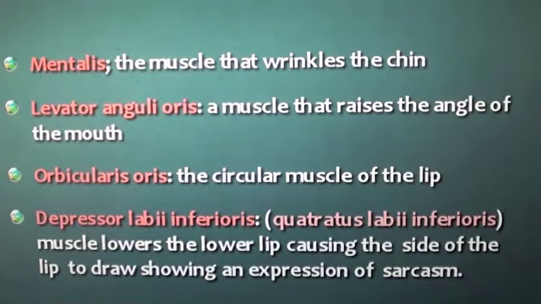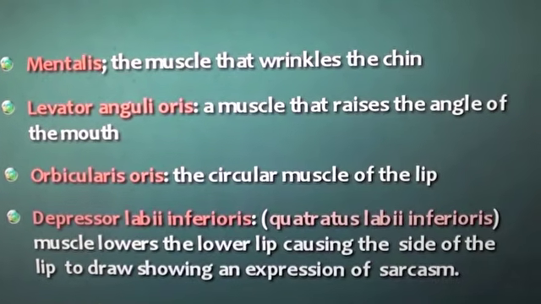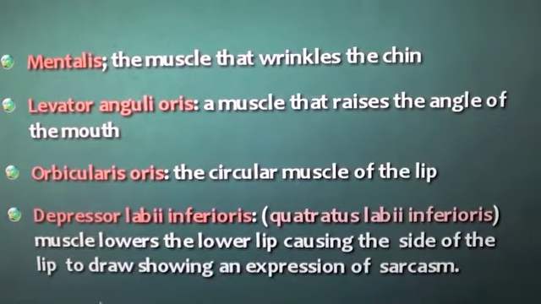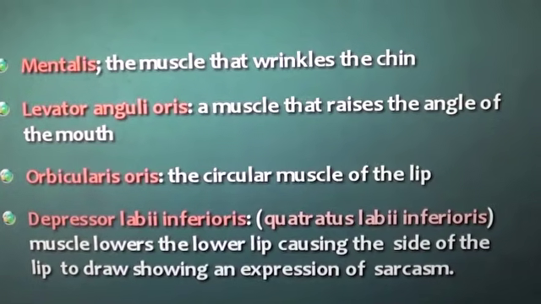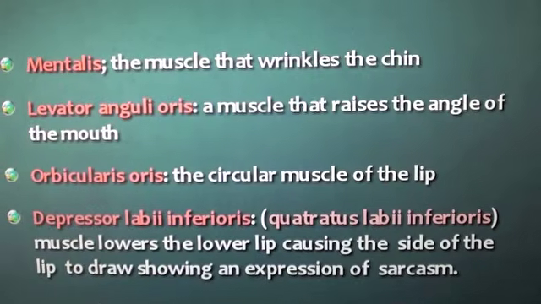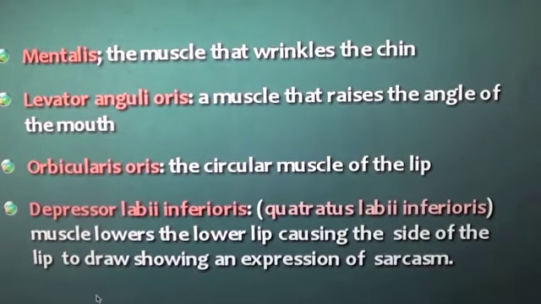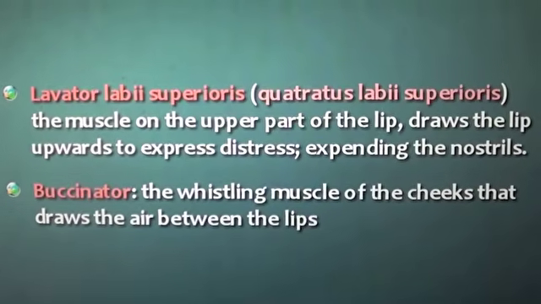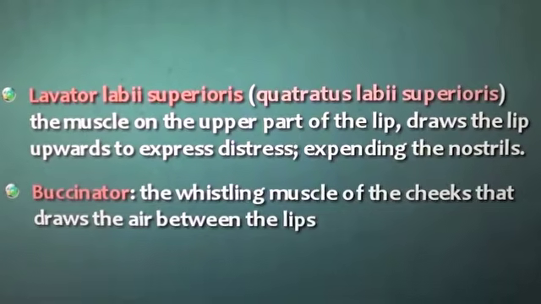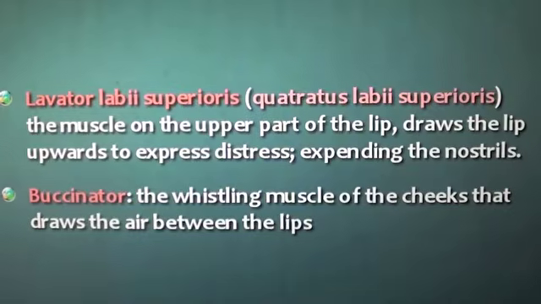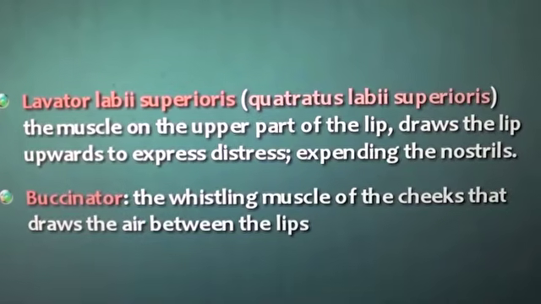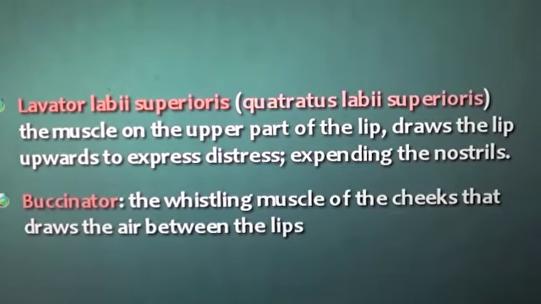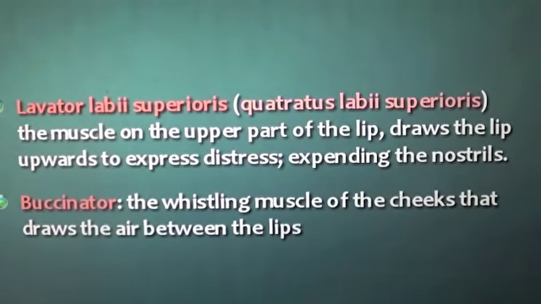Depressor labii inferioris, also called quadratus labii inferioris, muscle that lowers the lower lip, causing the side of the lip to drop, showing an expression of sarcasm. Levator labii superioris, also called quadratus labii superioris, the muscle on the upper part of the lip draws the lip upward to express distress, expanding the nostrils. Buccinator, the whistling muscle of the cheeks that draws the air between the lips.